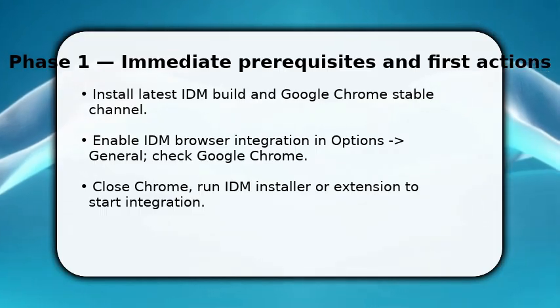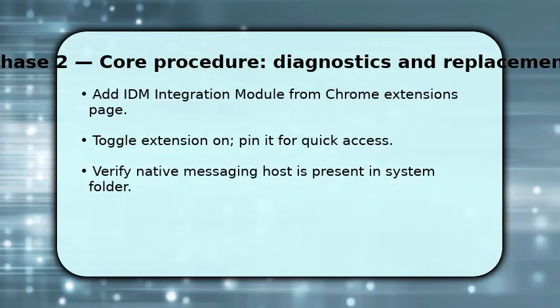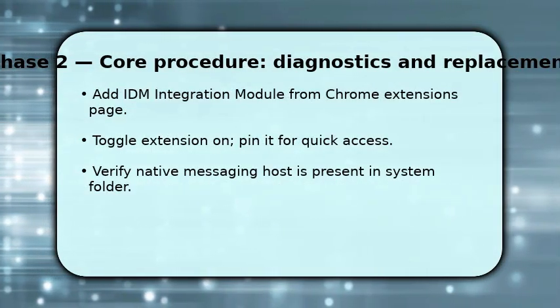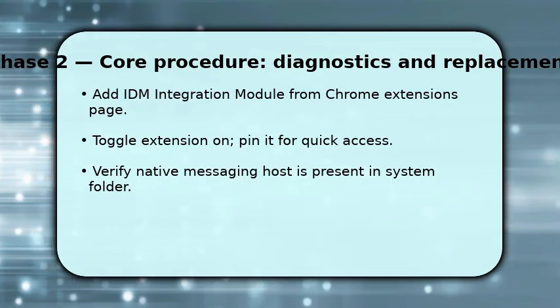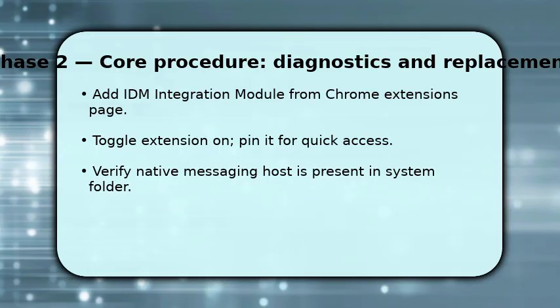You now install and enable the IDM integration module in Chrome. Open Chrome, go to chrome://extensions, drag in the downloaded CRX or use developer mode to load the extension, then toggle it on and pin it for visibility.